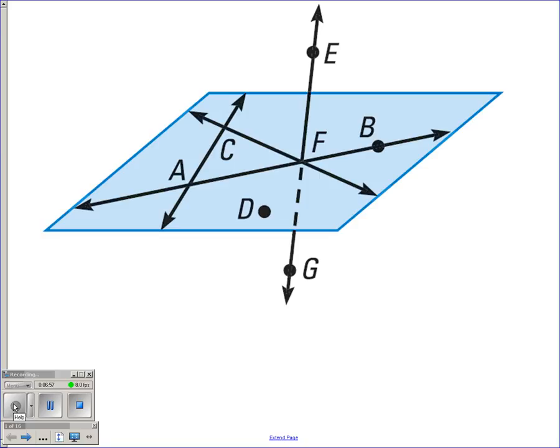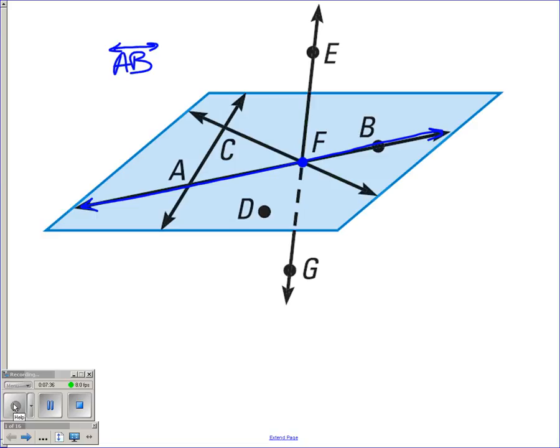Well, again, D is in the plane ACB. So name a line that intersects that plane in more than one point. Well, we could have this line AB. Now, why would AB intersect at more than one point? Well, you can see F is right here as well. That plane has an infinite number of points. We're looking at three of them, A, F, and B.